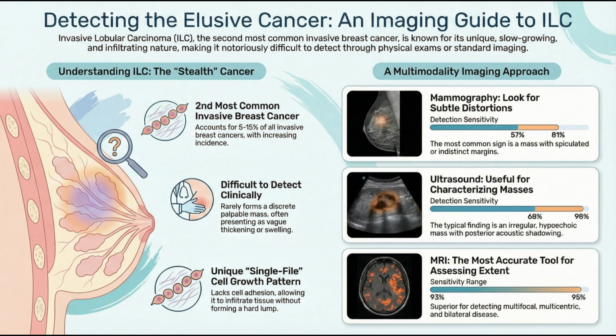We have to start right at the cellular level. The defining characteristic of ILC pathology is it's rooted in two factors that really dictate everything else we see radiologically. First, the cell arrangement. These are small, uniform cells that don't crowd together. Instead, they infiltrate the tissue in this loose, sort of circumferential pattern around the ducts and lobules. It's often described as the classic single-file pattern.